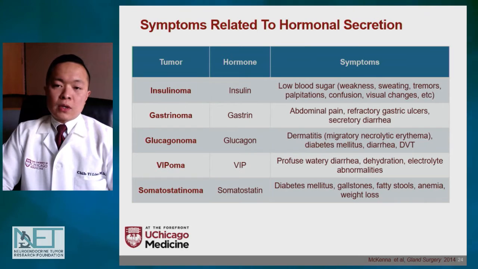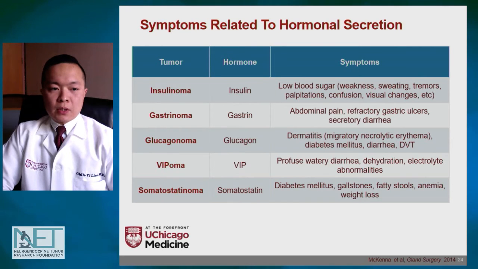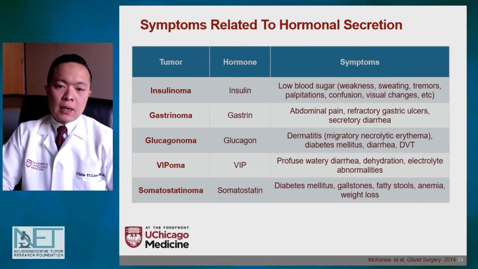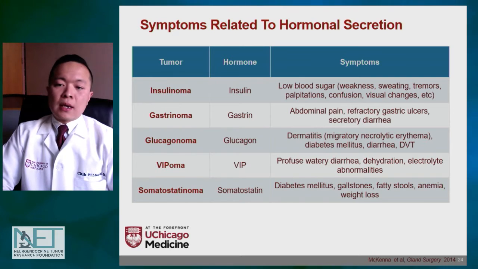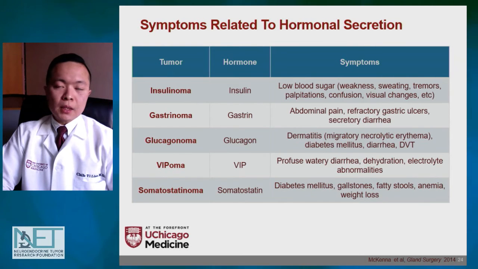Neuroendocrine tumors also cause symptoms by the hormones that they secrete. Here are some examples. Patients with insulinomas can have symptoms of low blood sugar such as weakness, sweating, tremors, palpitations, etc. Patients with gastrinomas can have abdominal pain, refractory stomach ulcers, and a secretory diarrhea.